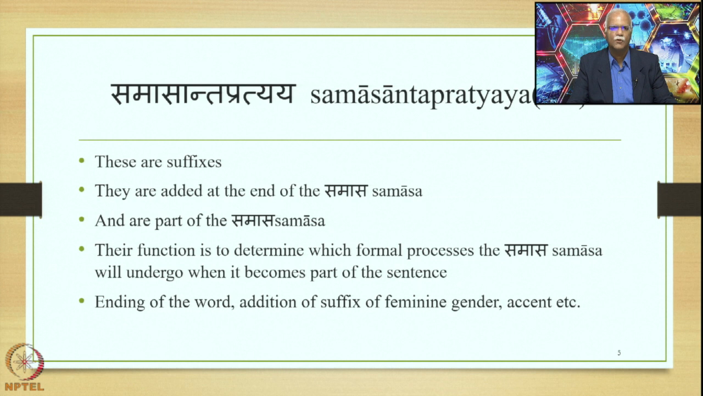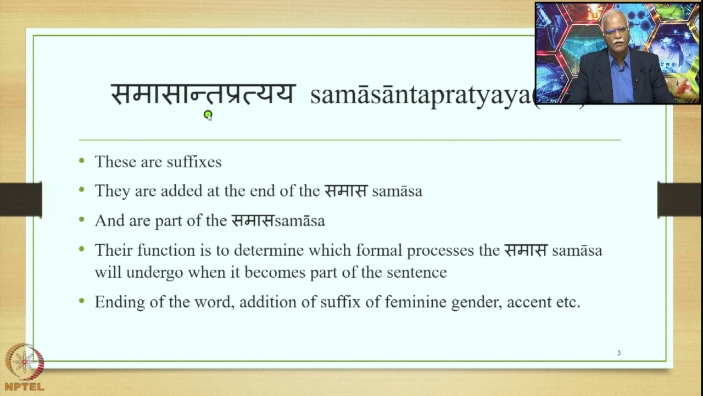Then we studied the Purva Pada Nirdharana stated by several sutras in the section that begins with 2.2.30 onwards up to 2.2.38. Then comes an important stage where we add samasanta pratyaya, the pratyaya that is added at the end of the samasa. So samasanta pratyaya is a suffix. These are suffixes and they are added at the end of the samasa, and that is why they are called samasanta, at the end of the samasa.